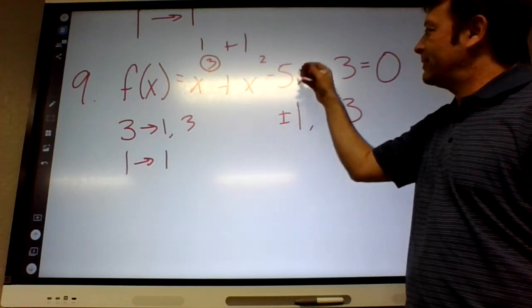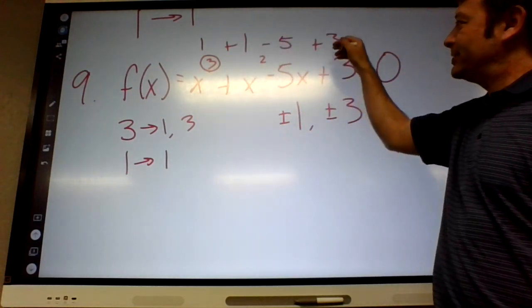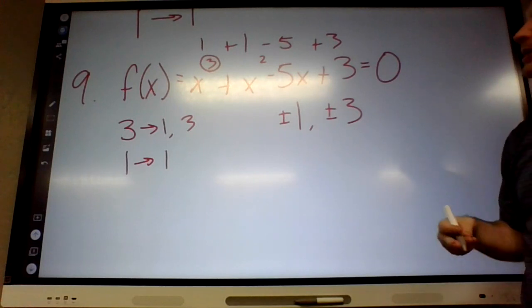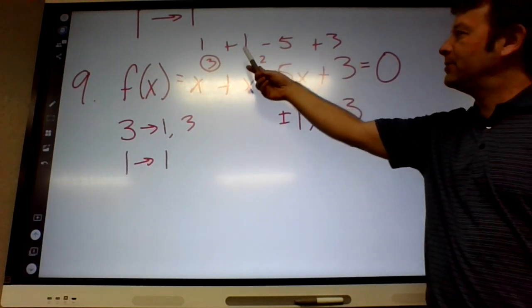1 squared is 1, 5 times 1 is 5. Plugging in 1 is kind of easy. Does this actually equal 0?